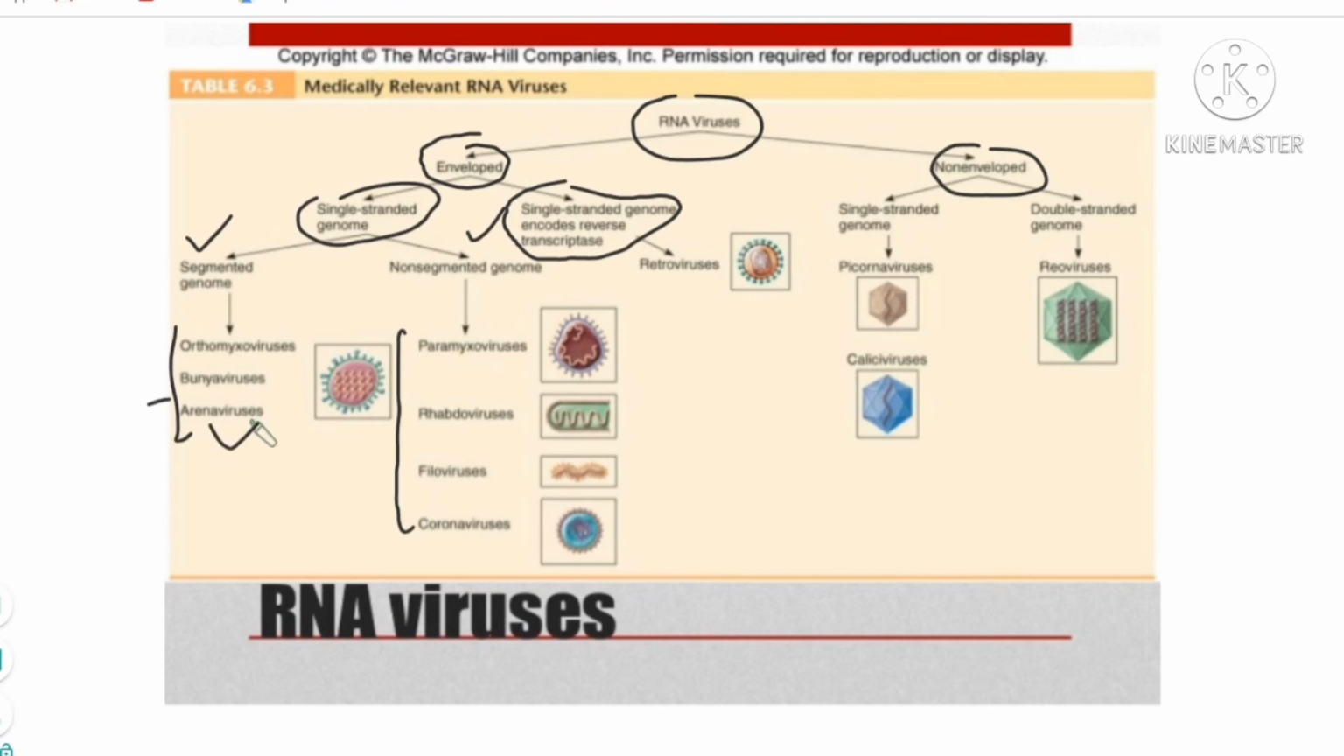Here that is adenovirus, that is orthomyxovirus, etc. Here that is parvovirus or coronavirus or paramyxovirus, etc. This is a non-segmented genome in these viruses.